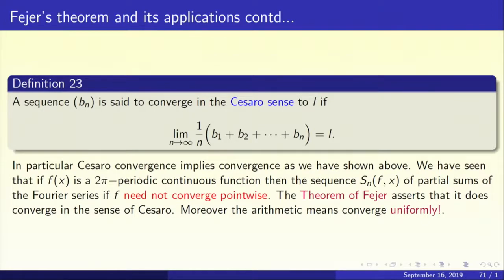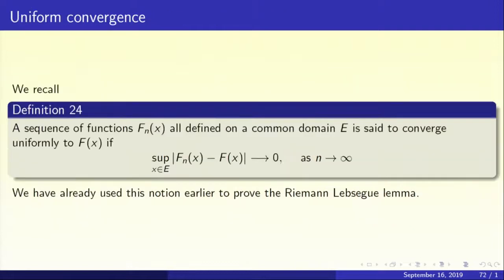More is true: the convergence will actually be uniform, and this uniform convergence is going to be quite significant, which is what makes Fejer's theorem very useful. I mentioned uniform convergence. Let us quickly recall what uniform convergence means. A sequence of functions fn(x), all defined on a common domain E, is said to converge uniformly to f(x) if the supremum of |fn(x) − f(x)| goes to 0 as n goes to infinity, where the supremum is taken over E.